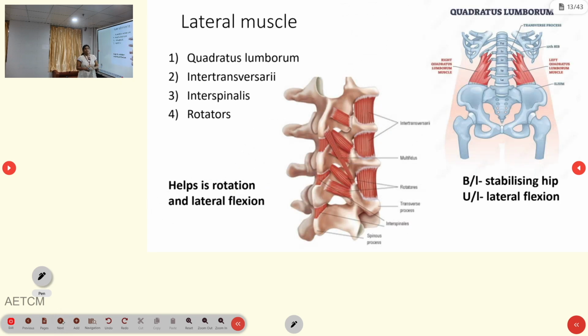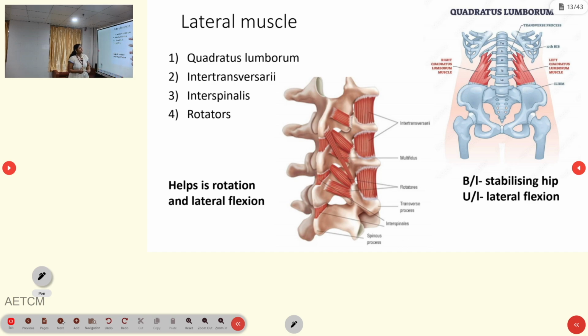The lateral group of muscles are the quadratus lumborum, intertransversi, interspinalis, and the rotators. The quadratus lumborum is one of the most important muscles in the lateral group. It takes origin from the transverse process of the lumbar vertebra to the iliac crest, and when it acts bilaterally, it helps in stabilizing the hip, and when it acts unilaterally, it helps in the lateral flexion of the lumbar spine.